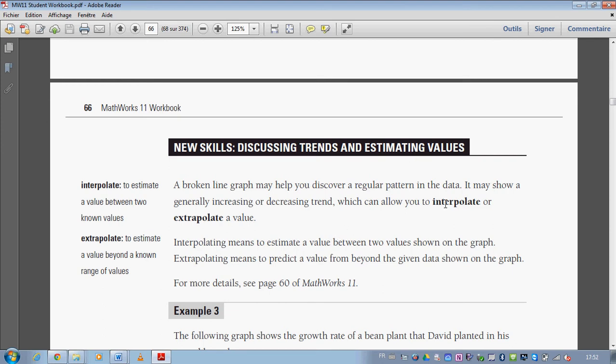Okay, that's what interpolating means. You're trying to figure out a value that's between two values on the graph.